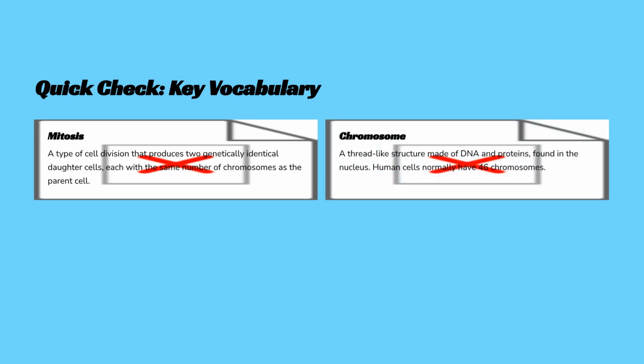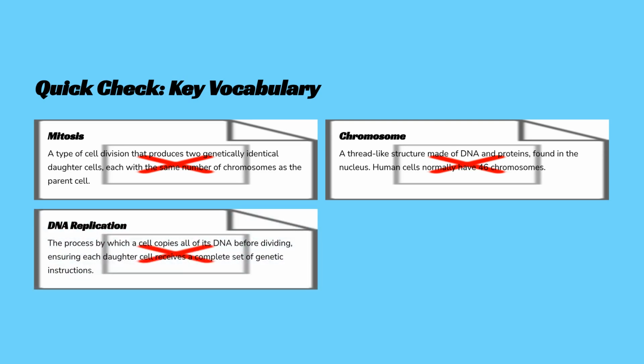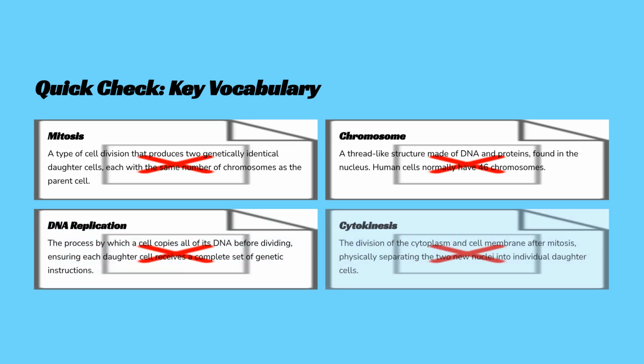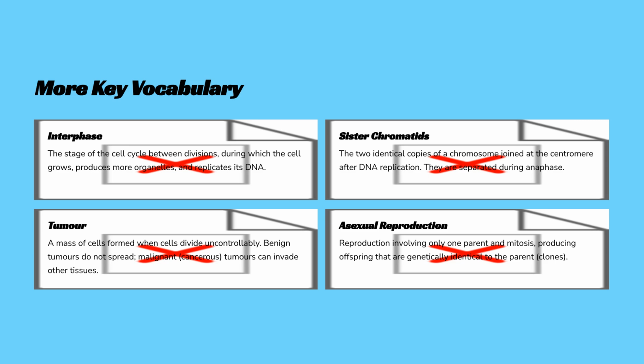A chromosome is the thread-like structure of DNA in the nucleus. DNA replication is the copying of DNA before division, and cytokinesis is the division of the cytoplasm. Interphase is the growth and DNA replication stage before division. Sister chromatids are the identical chromosome copies separated during anaphase. A tumor is a mass of uncontrollably dividing cells, and asexual reproduction involves a single parent producing identical offspring.